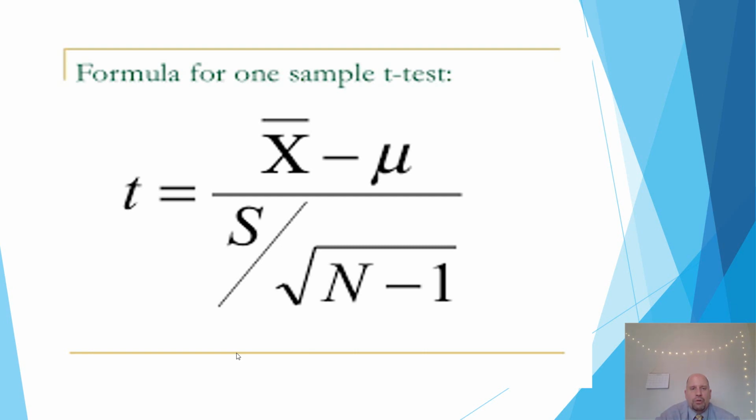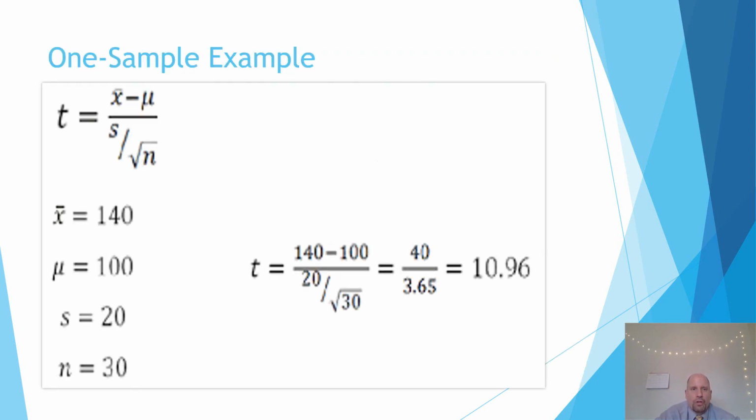On the numerator part, you see that it's the X bar, and you're going to subtract the mu from the X bar. That's your numerator. And then in the denominator, the S stands for the standard deviation, divided by the square root of n, where n is your sample size, minus 1. Your sample size is going to vary, as you know.